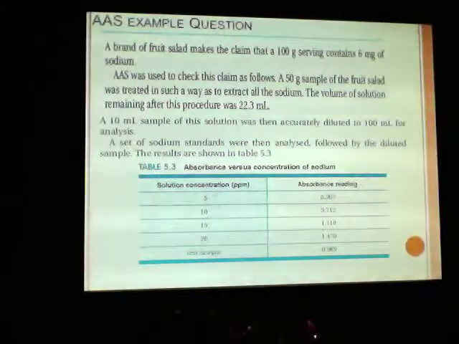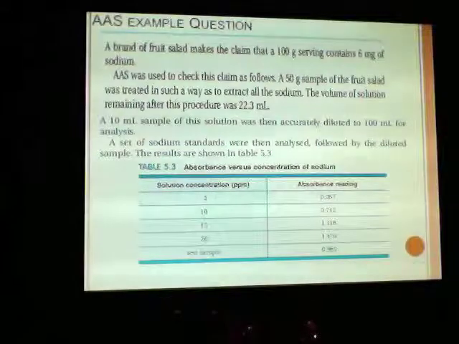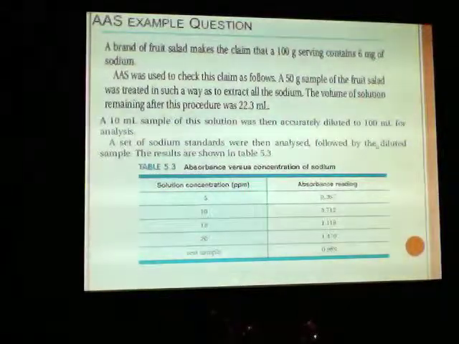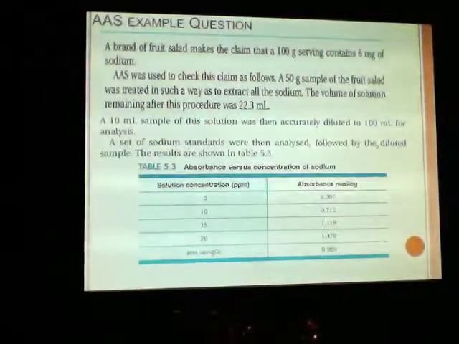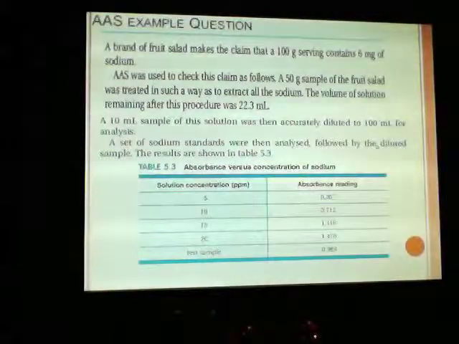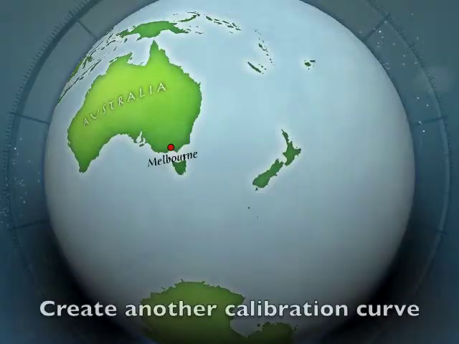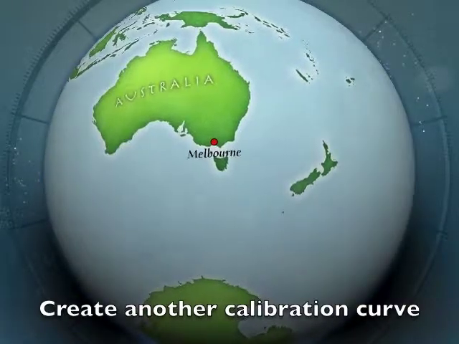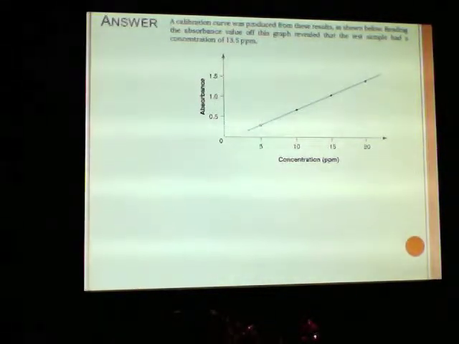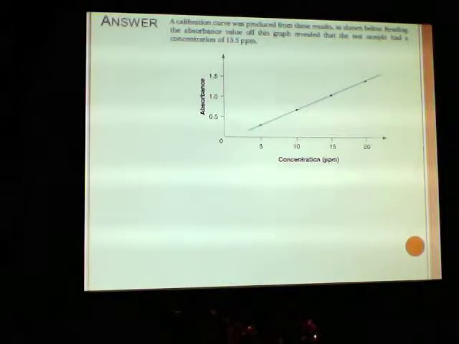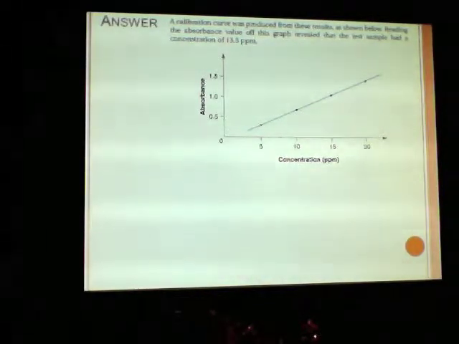We can have a look. The solution concentration, we have our standards, their absorbance. I want you guys to create a calibration curve. So press pause and let the students create a calibration curve. Now the answer should look about like that, okay? And our test sample would have a concentration of about 13.5 parts per million.